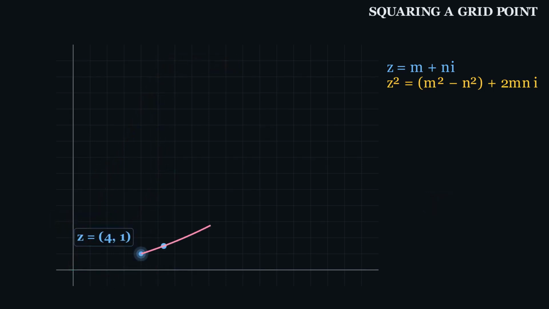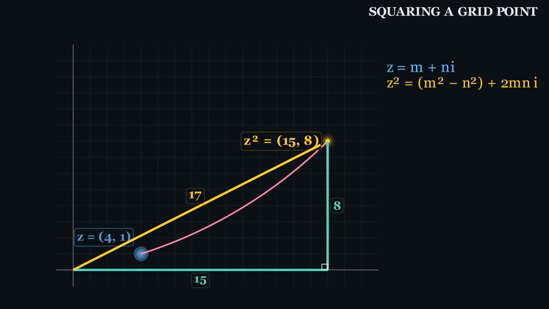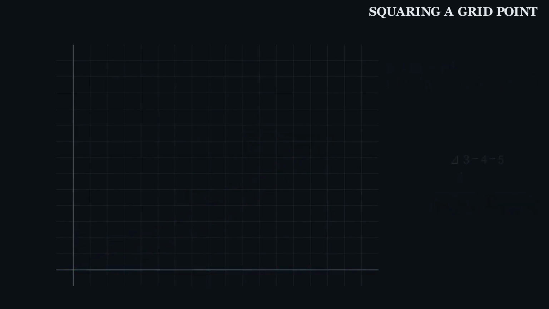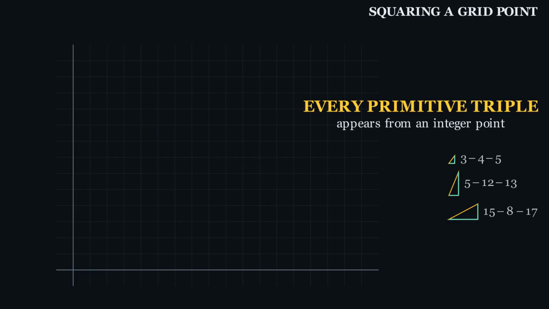Try 3, 2. It lands at 5, 12, and its distance becomes 13. 5, 12, 13. Try 4, 1. 15, 8, 17. These familiar triangles are falling out of one motion. Take a grid point and square it.